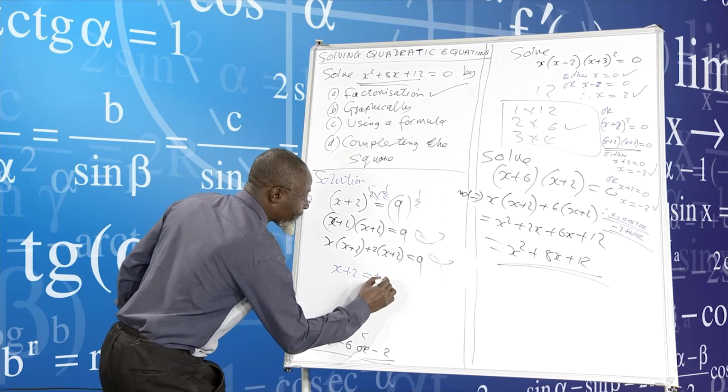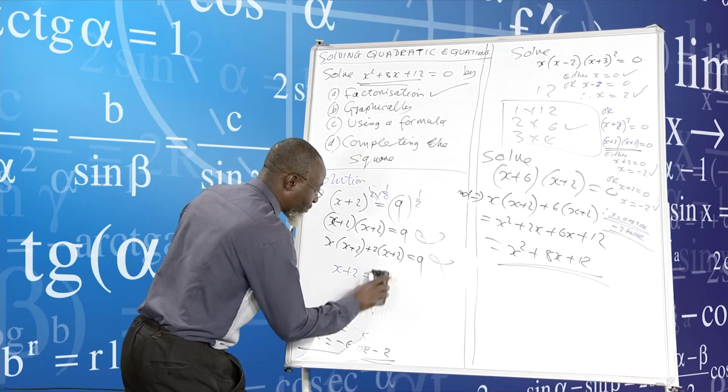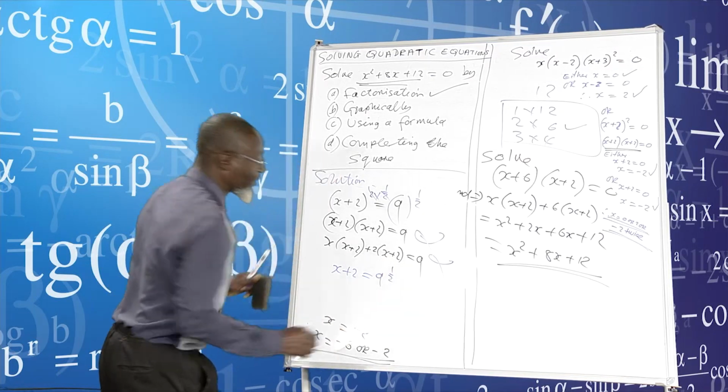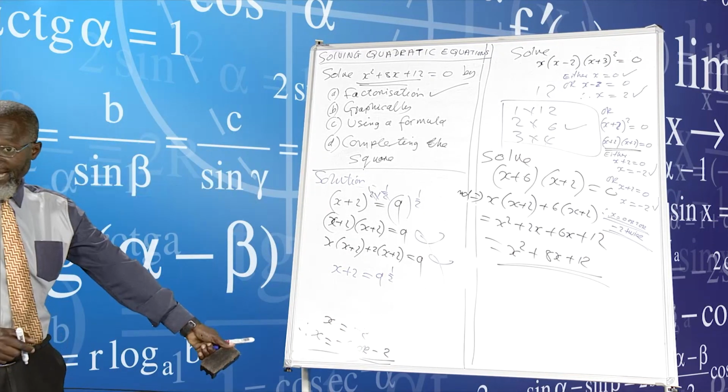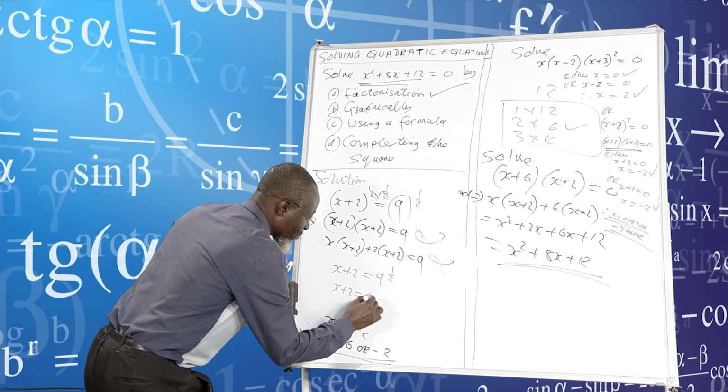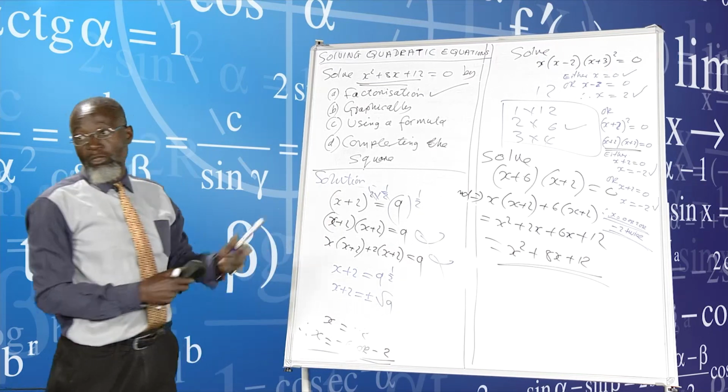To plus or minus. I'll start by writing plus or minus, right? I've removed the 2 only. So this means x plus 2 is equal to plus or minus the square root of 9, which needs the power half.